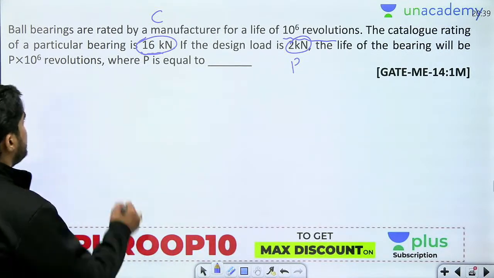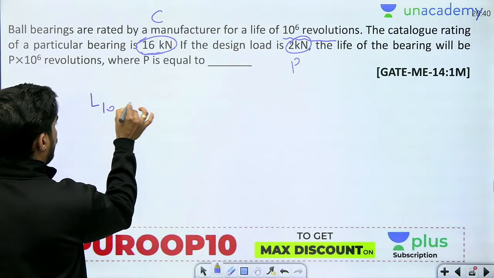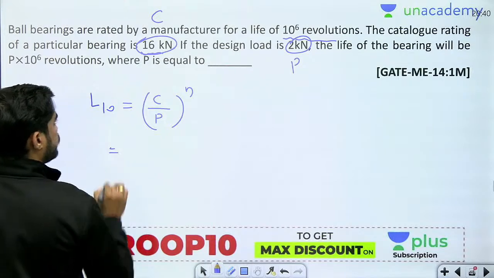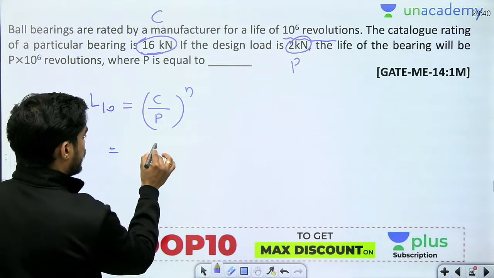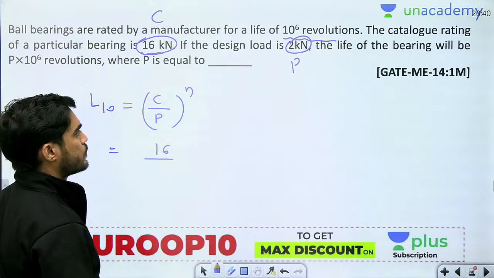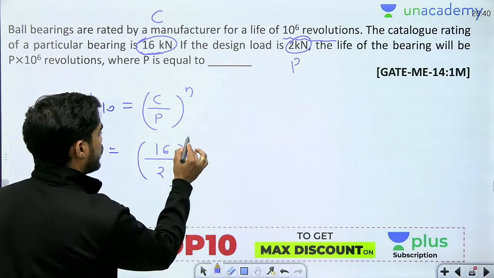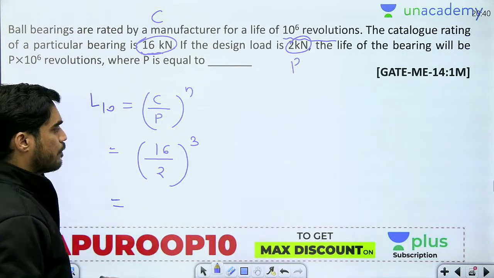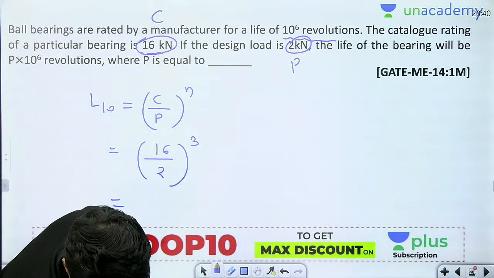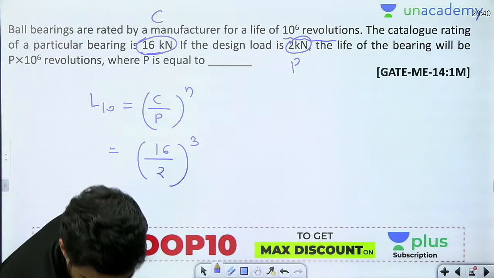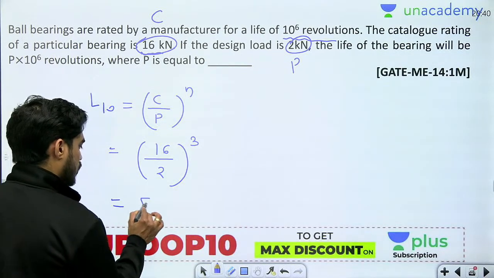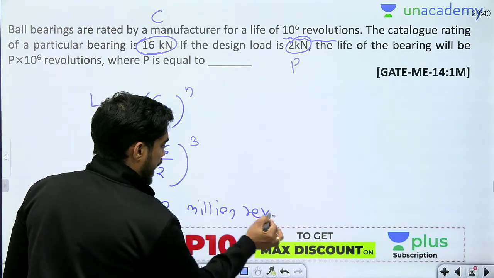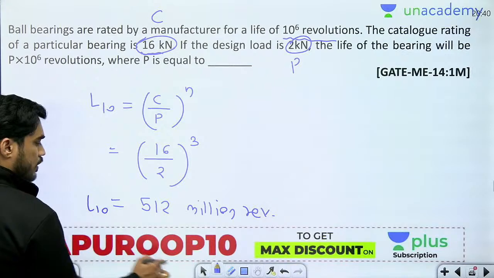Tell me, simple relation: L10 equals C by P whole to the power n. What is C? 16 kilonewton. What is P? 2 kilonewton. What is n? It is a ball bearing, so 3. So 8 to the power 3, 512 million revolution, right? 512 million revolution.